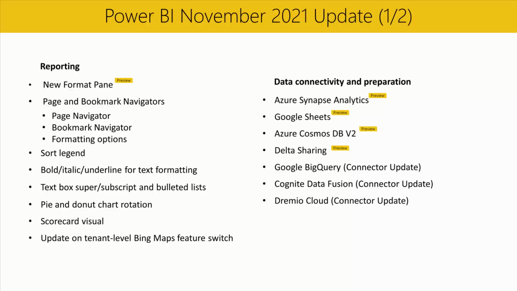Further, the text box visual has now been updated with 3 new formatting options: superscript, subscript, and bulleted lists, offering greater flexibility with the content you include in text boxes. You can access the new options through the floating formatting pane.